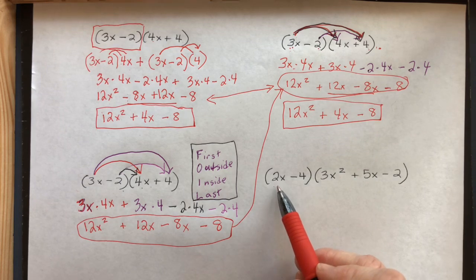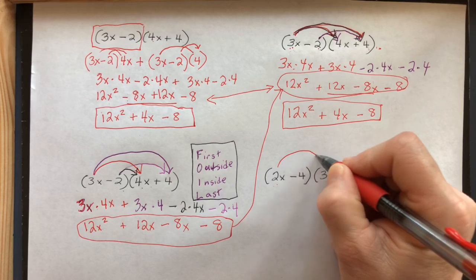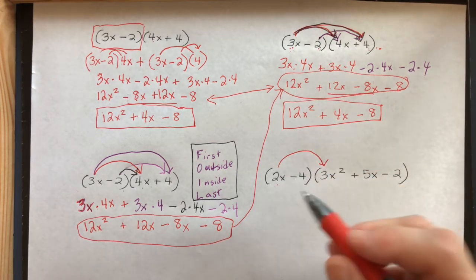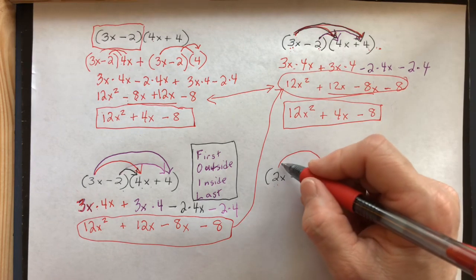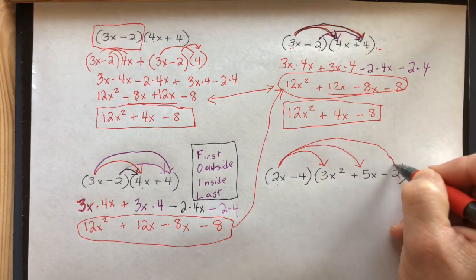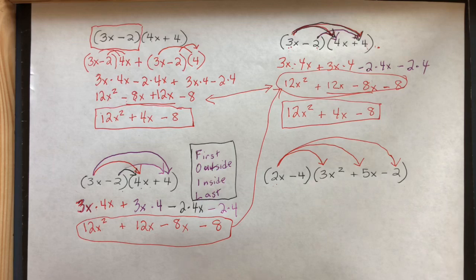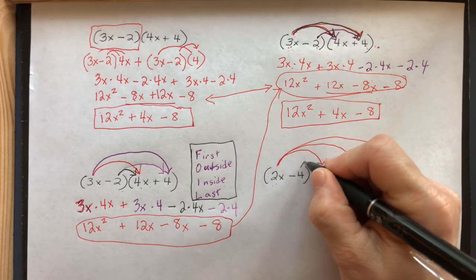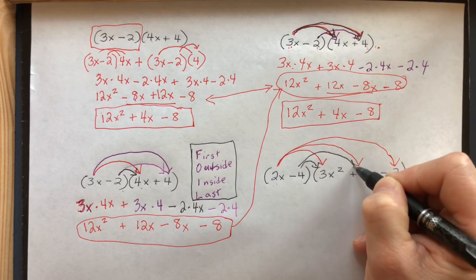What I'm doing is I'm taking my first term and I'm multiplying it by everything. I'm sorry, not my first term, my first binomial, but the first term in the binomial. I'm going to multiply that by everything in this one. So I would multiply all of these. Then I would take the next term and I would multiply it by everything in the other polynomial.